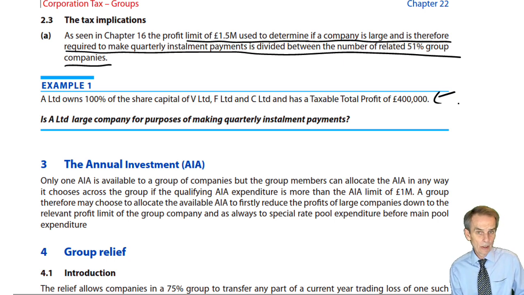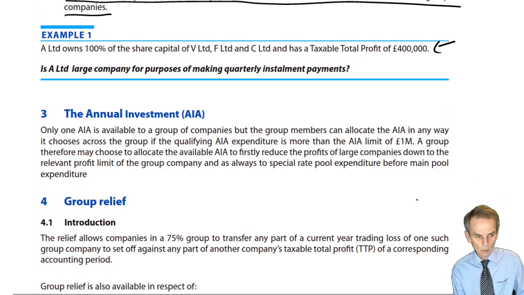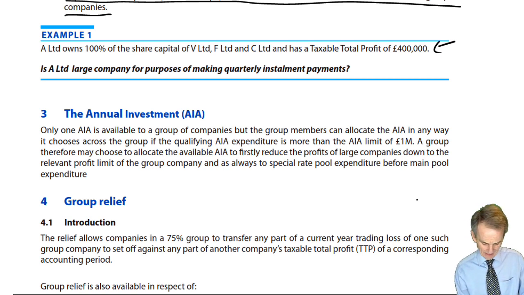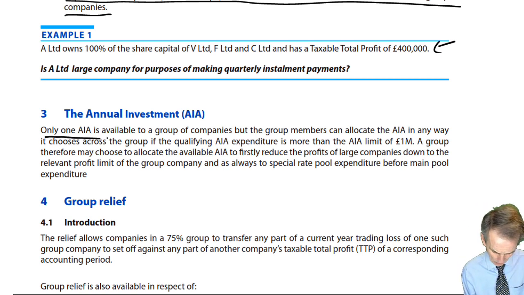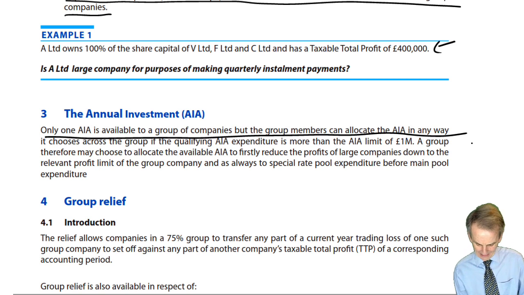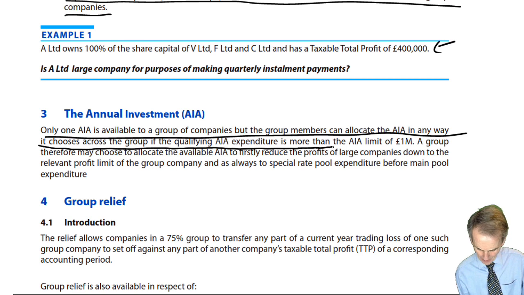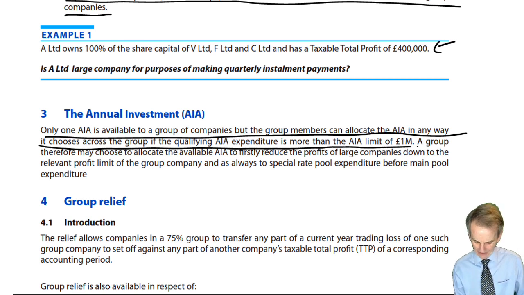The other issue, as we said, that we again came across in terms of Chapter 16 was, for capital allowance purposes, the availability of AIA. And as we see here, only one AIA is available to the group of companies, as we mentioned before, but the group companies can allocate the AIA in any way it chooses across the group if the qualifying expenditure is more than the AIA limit of £1 million.